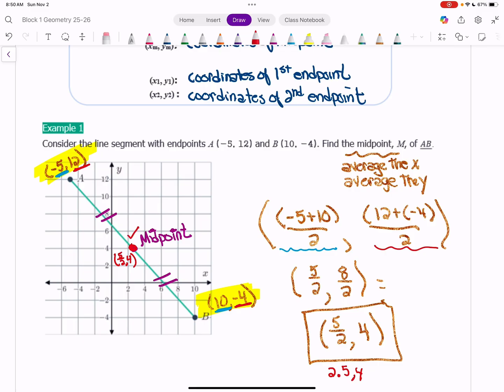It helps sometimes to have a visual. You can kind of look and see what you're doing. I think that's super helpful.